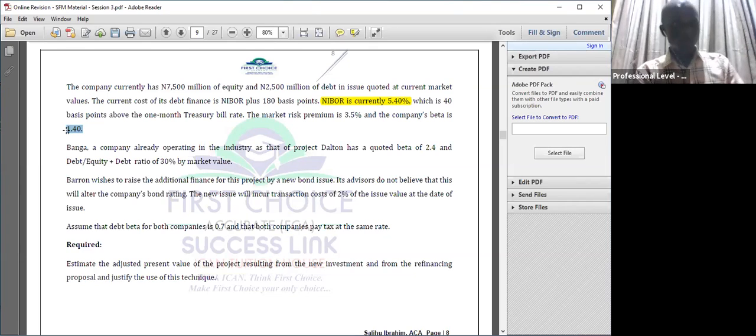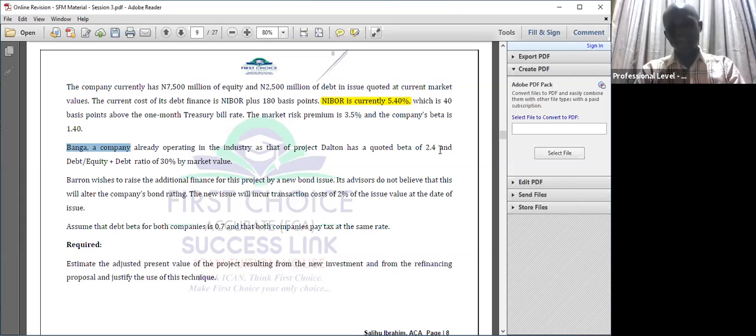Let us continue. Banga, a company already operating in the same industry as that of Project Daton, has a quoted beta of 2.4 and a debt to equity plus debt ratio of 30% by market value. Now, don't forget, Project Daton is a diversification project. So it means in that industry, we need a proxy company. So Banga is representing our proxy company. I've explained that in detail yesterday, so I don't expect that we have much issue in that area.